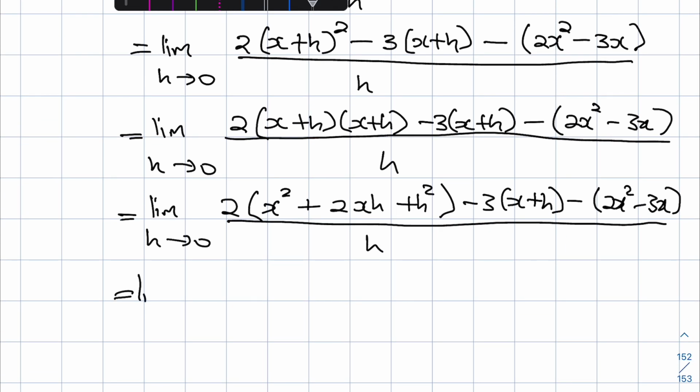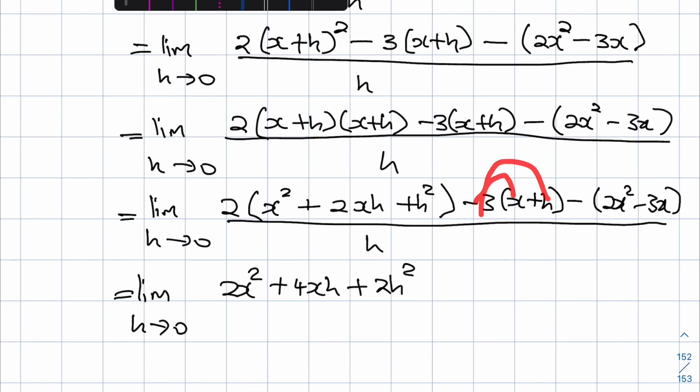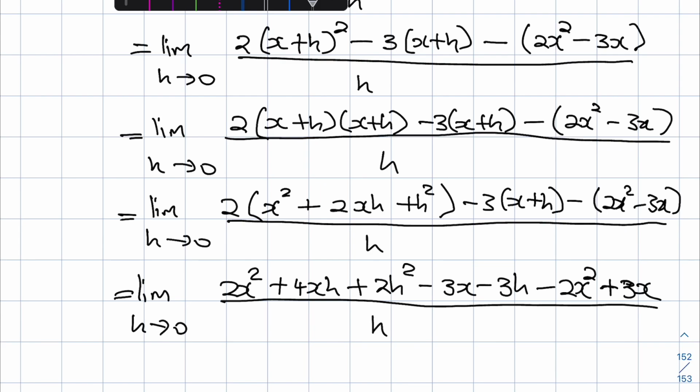Then we continue, limit as h approaches 0. Now we're just going to multiply out by the 2. So it's going to give us 2x squared plus 4xh plus 2h squared. Then I multiply by the negative 3. You get minus 3x minus 3h. Then you multiply by this negative. You get minus 2x squared plus 3x, and then all over h.